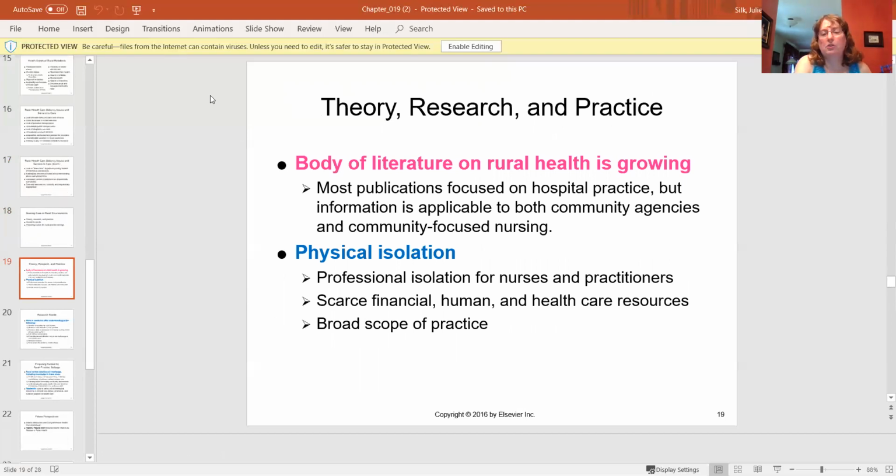Okay, so the body of literature on rural health is growing. Most publications focused on hospital practice, but the information is applicable to both community agencies and community-focused nursing. There is physical isolation, so professional isolation for nurses and practitioners. There are scarce financial, human, and healthcare resources, and it's a broad scope of practice. So it's very important that future research is done about rural practices and how to take care of some of these individuals in those areas, because it is a big problem.